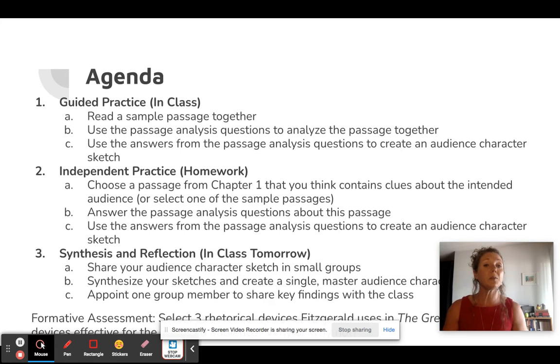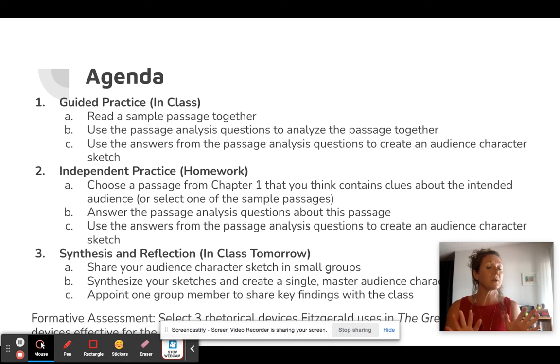So I'd like to show you the agenda for today, so you'll notice that we will have a guided practice in class. We will then have a homework assignment where we're practicing what we learned today, and then we will have a share out tomorrow. And so please take 2 minutes to read this agenda for yourself. Okay, great. And so I'm going to come back to the homework and to the synthesis and reflection. I'll go over those again.